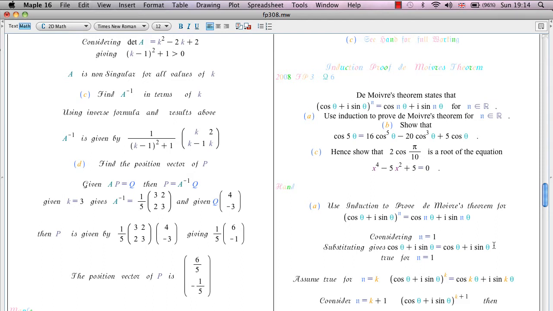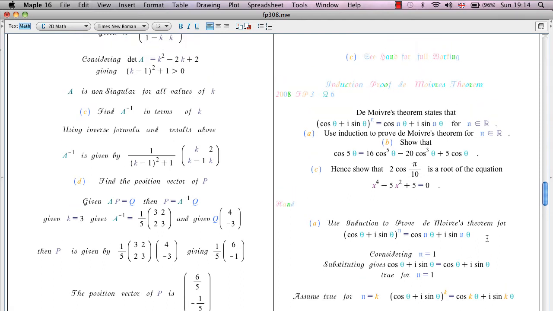Question 6, De Moivre's theorem. Induction in A, proving cos 5 theta is the expression in B, and to show 2 cos pi over 10 is a root of the equation in C.